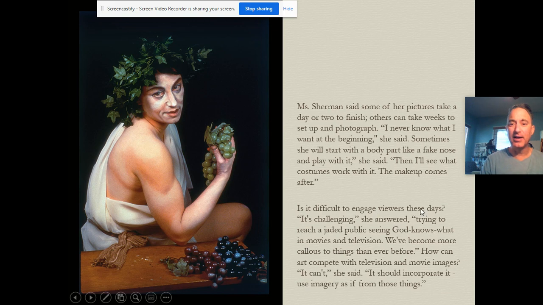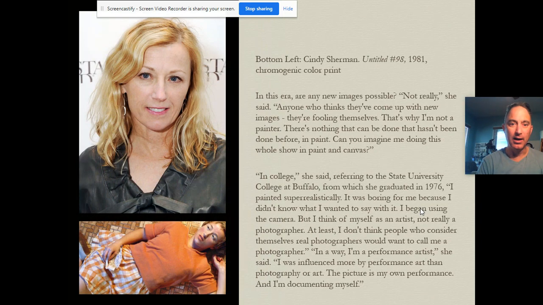When discussing this idea of engaging the viewer today, especially when it comes to things like TV and internet, she says, and I quote, "It's challenging to try to reach a jaded public, seeing God knows what in movies and television. We've become more callous to things than ever. How can art compete with television and movie images? It can't. It should incorporate it, use imagery as if from those things." So she's trying to create this artificiality, not only that prescribed by the male artist, but also the artificiality we see in today's society.